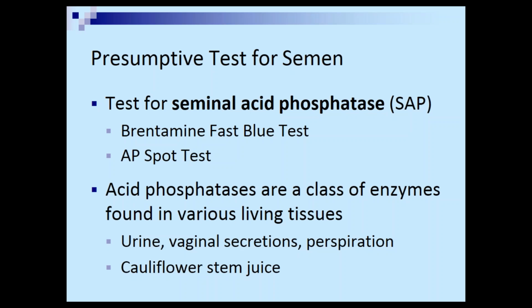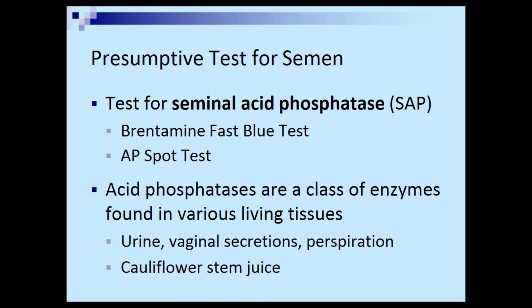And then we're going to talk about 2 confirmatory tests for semen that are a little bit new. Okay, the presumptive test is for seminal acid phosphatase, SAP. One of the confirmatory tests is going to be for prostate-specific antigen, PSA, same 3 letters, different order. So start focusing now on differentiating these 2.